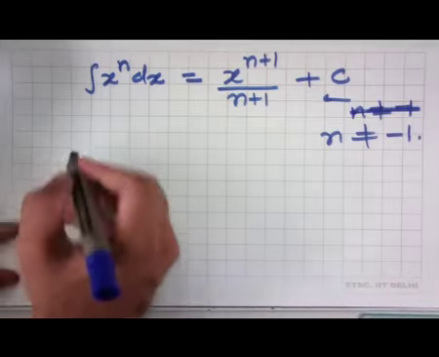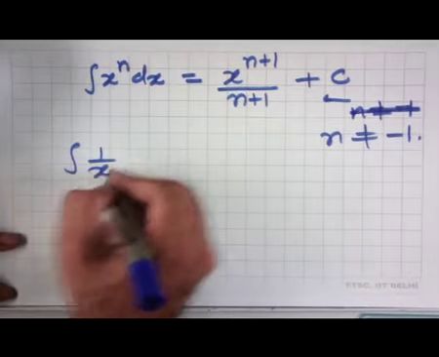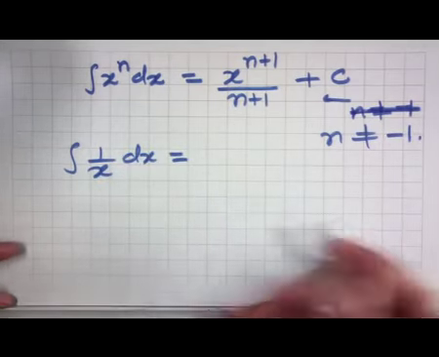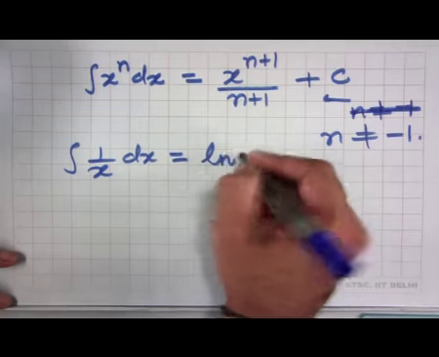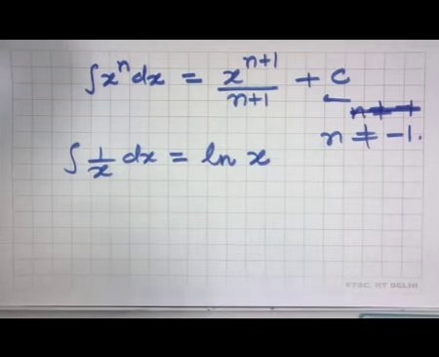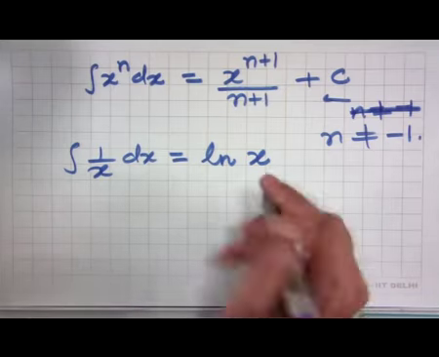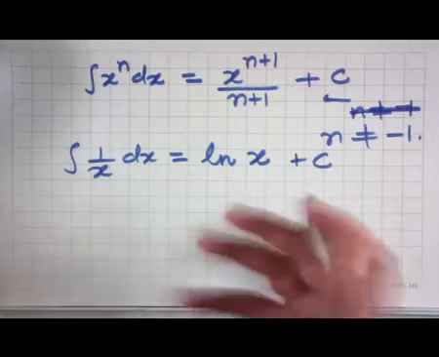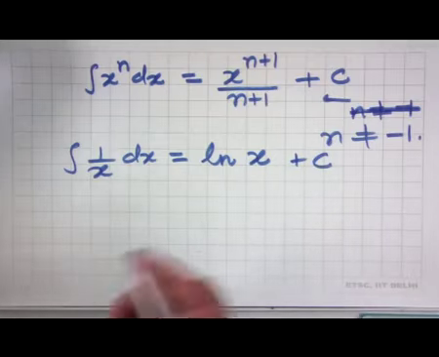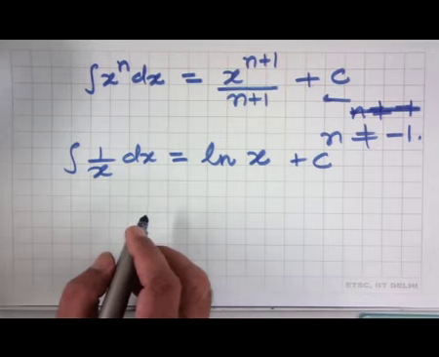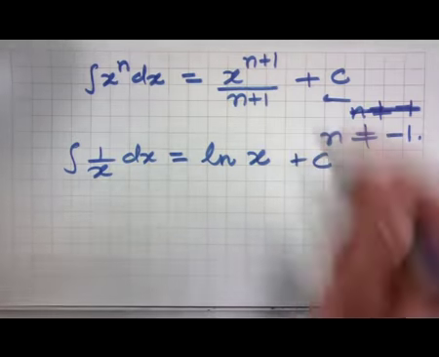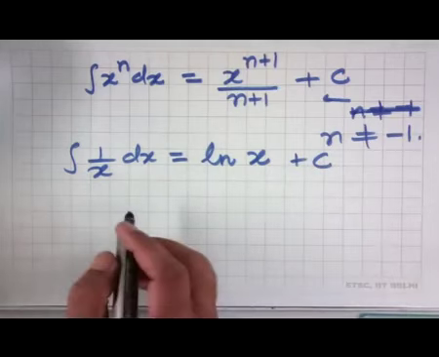Then we have another formula, the integral of 1 over x dx, that means this is the case when n is equal to minus 1. This is given by a function called the logarithmic function, natural log of x. You may not know too much about this function right now, but you will see it later in some of your maths courses, and when we need it here we will explain this. And once again, because these are indefinite integrals, we put an arbitrary constant.